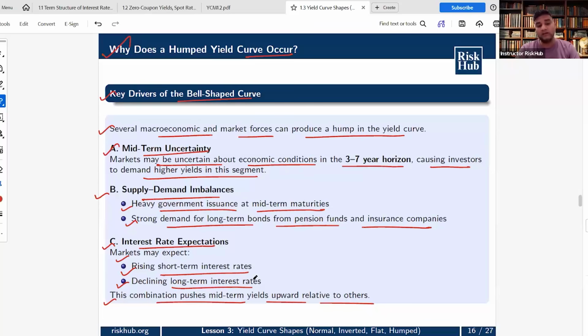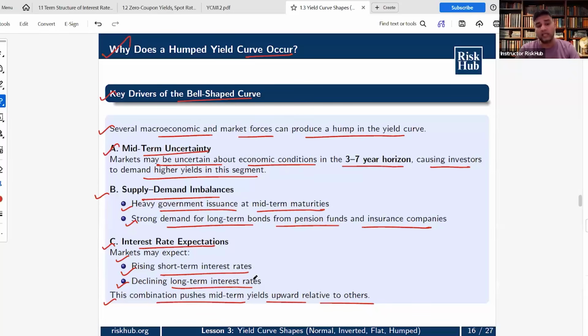C combines rising short rates with falling long rates. The crossing point sits in the belly, which is where the peak forms. A clarification I'll add here: pension and insurance demand is driven by liability matching. Their liabilities are long dated, so they buy long dated assets to match duration regardless of the yield level. That's a structural bid, not a view on rates, right?